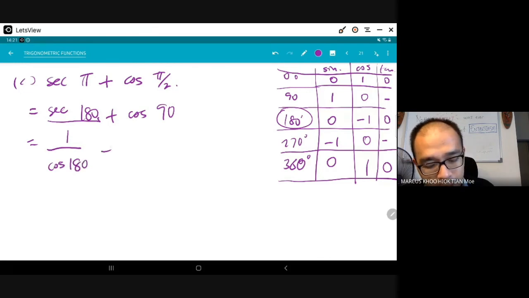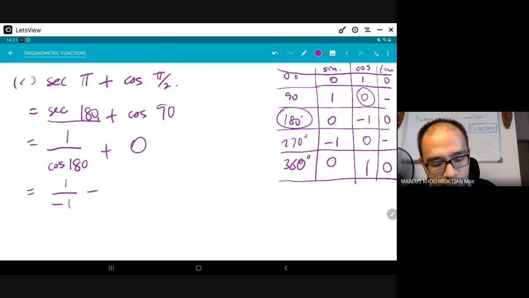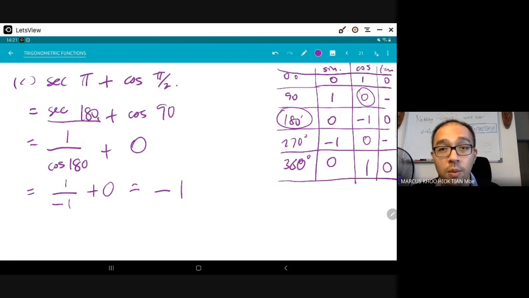Okay, plus cos 90 kita sudah kira, which is 0. So 1 over cos 180 is 1 over negative 1 plus 0, which will give you the answer of negative 1.